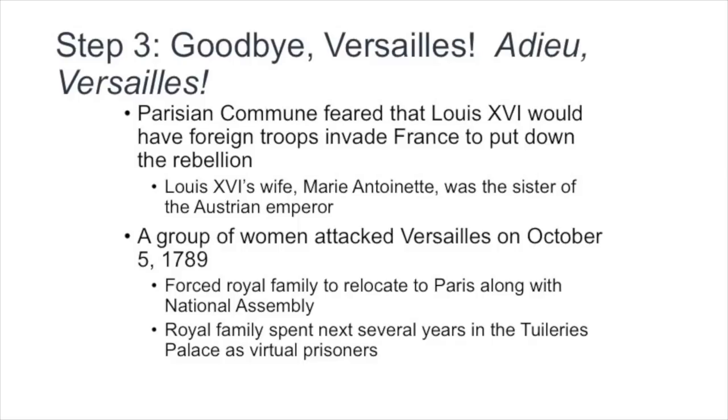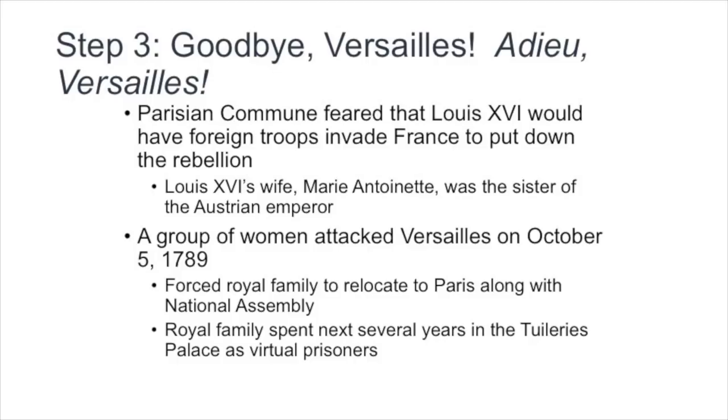Now we are on to step 3, where the government can no longer stop the rebellion. Now, as the Parisian communes gained power, they feared that Louis XVI would have foreign troops invade France to put down the rebellion. After all, Marie Antoinette was the sister of the Austrian Emperor Leopold, and it was feared that she would call on her brother to bring troops into France to put down the rebellion.